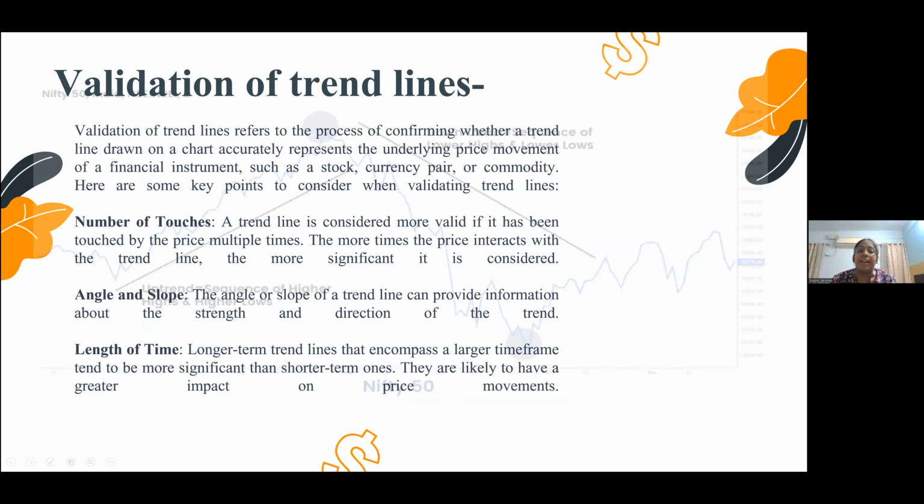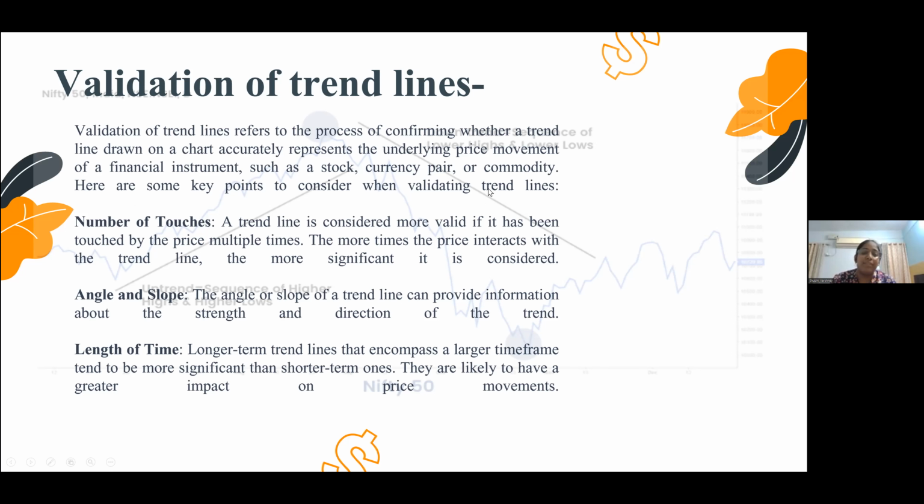Now, validation of trend lines. What is meant by validation of trend lines? Validation of trend lines refers to a process of confirming whether a trend line drawn on a chart accurately represents the underlying price movement of a financial instrument, such as a stock, currency pair, or commodity.